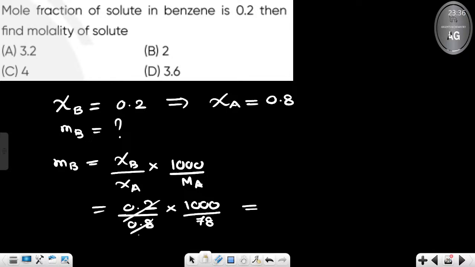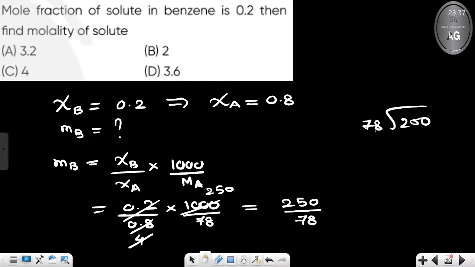Okay. So it's going to be divided by 4. So it's going to be around 250. It will be 250 divided by 78. 78 threes are 234, it will be 6, 9 by 6, 66.